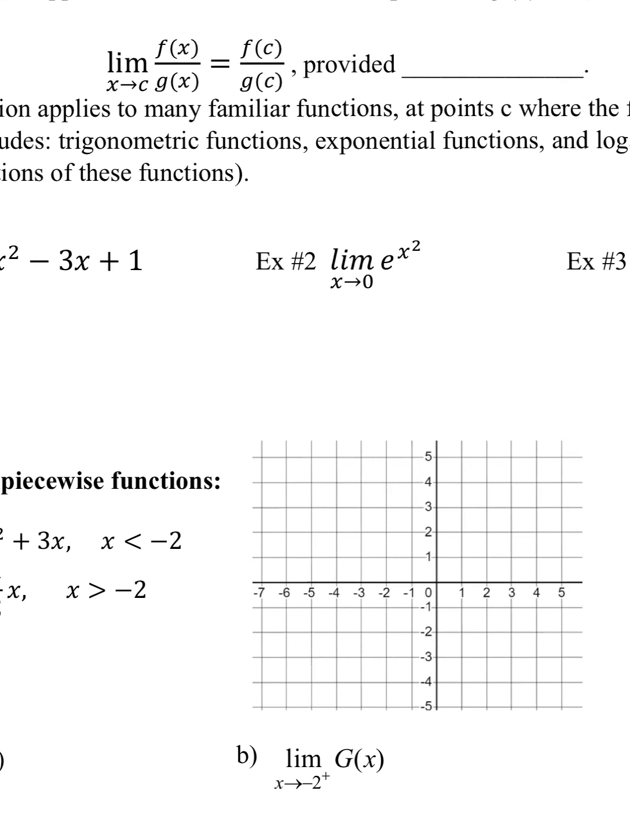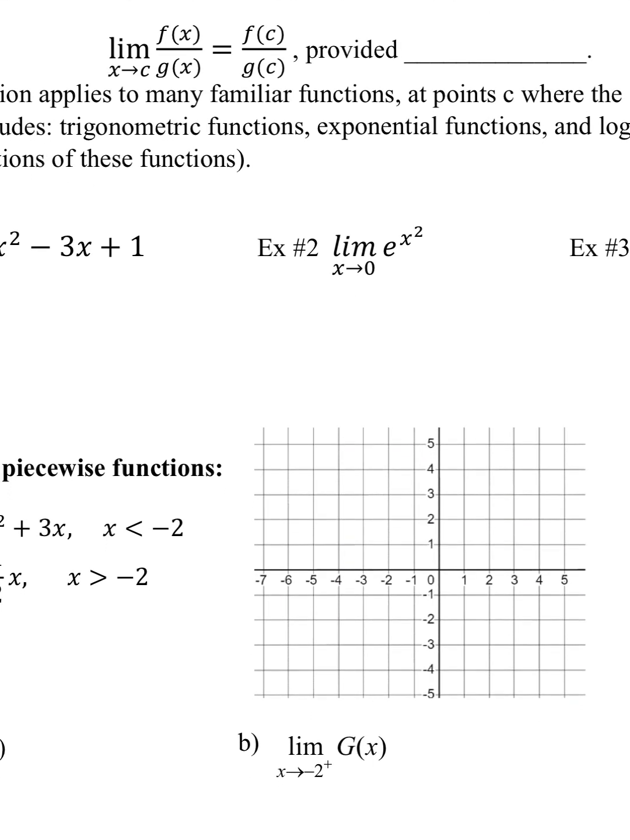So the limit as x approaches 3 of this function will just be 3 squared minus 3 times 3 plus 1. We're just going to plug it into the function, which is 1. So this limit is equal to 1.